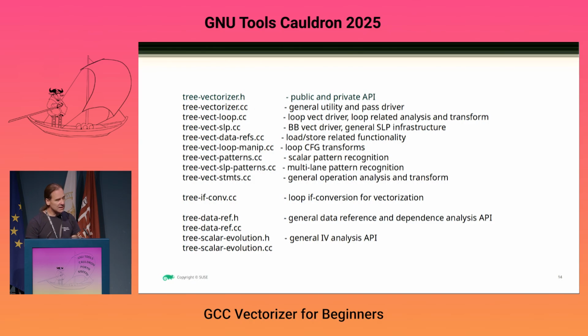Then you have the tree data ref, which is basically the general GCC data reference analysis and dependence analysis, which the vectorizer uses. And you have the scalar evolution code, which does induction variable analysis, which is important for data reference analysis.